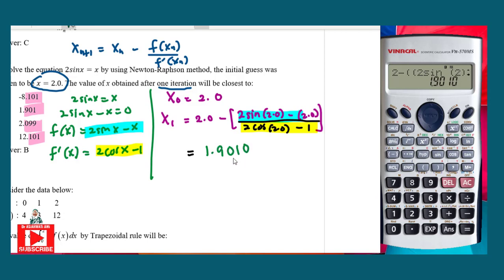1.9010. Okay, one iteration, that's 1.901. So the answer is B. Okay, settled for this one.